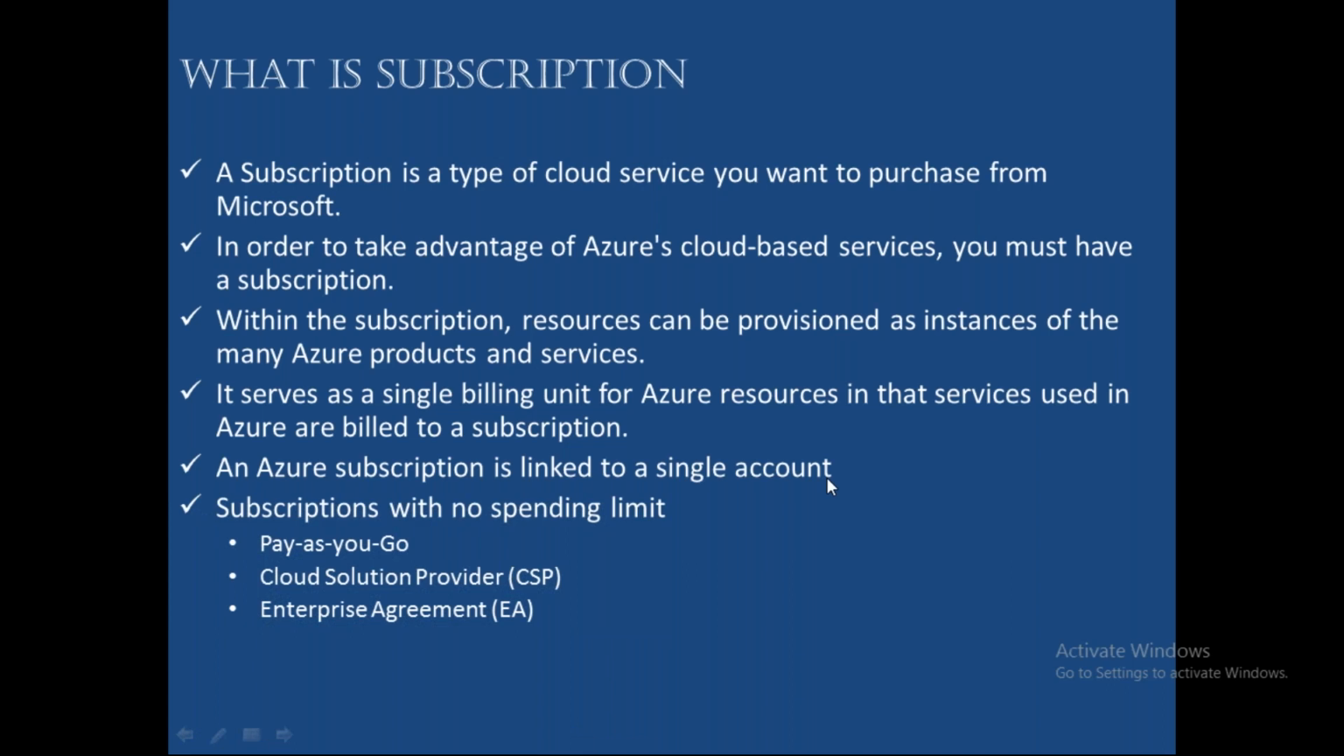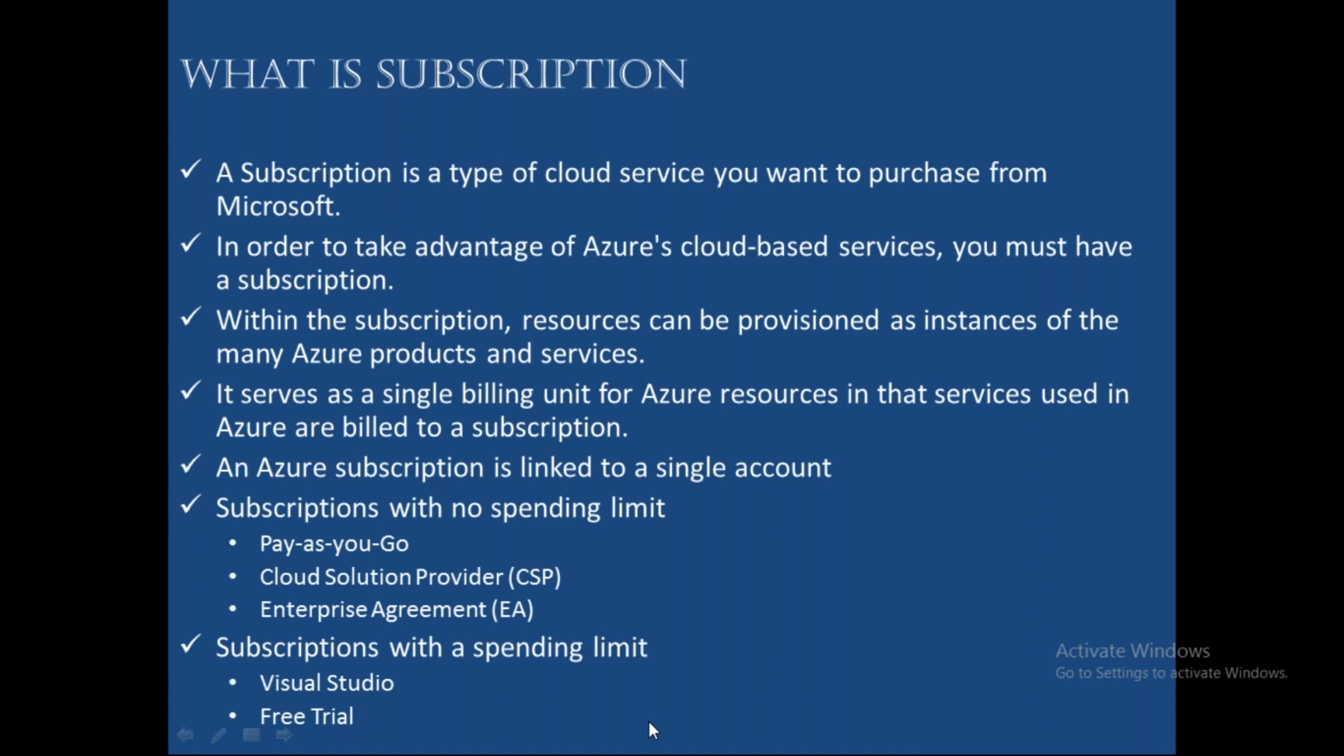These are the subscriptions which don't have a spending limit. Example, pay as you go. Pay as you go means these are all postpaid. First you consume the resources, then you make a payment. Pay as you go, cloud solution provider, enterprise agreement, all these are different subscriptions. Next, subscriptions with a spending limit. Here we have a Visual Studio subscription and free trial subscription. Under free trial subscription, you will get $200. If you convert the $200 into INR, it will be 13,300 rupees plus.